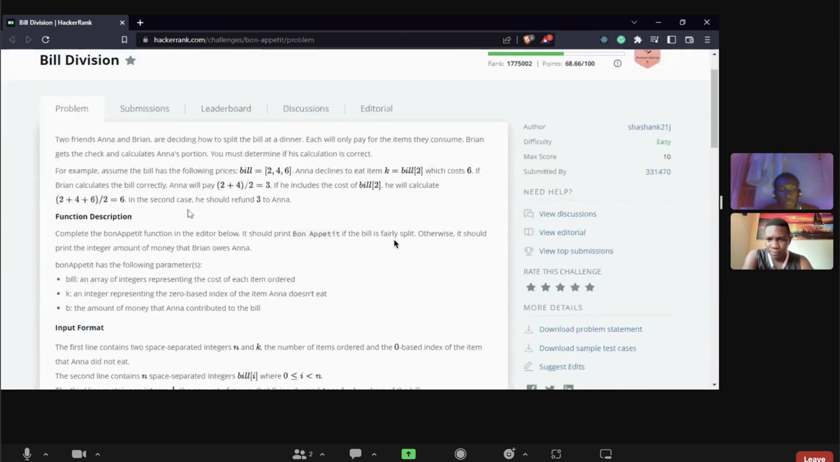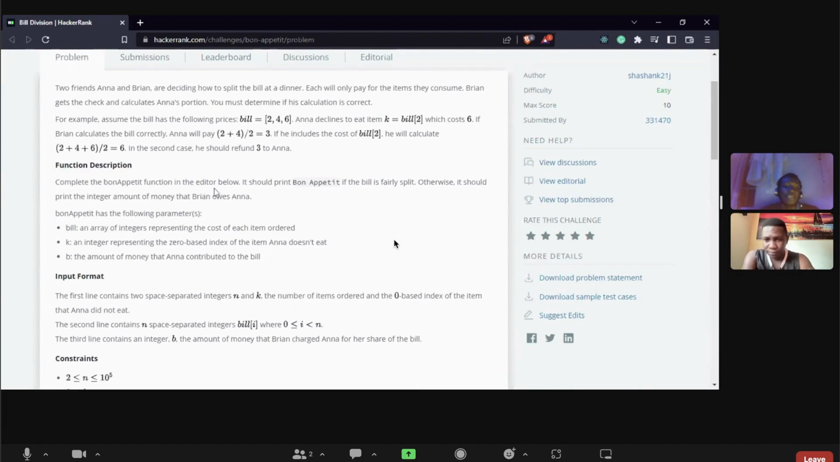So you're supposed to output. So the functional description is complete. The Bon Appetit function in the data below should print Bon Appetit if the bill is fairly split. Otherwise, it should print the integer amount of money that Brian owes Anna. So Bon Appetit has the following parameters: bill, an array of integers representing the cost of each item ordered; k, an integer representing the zero-based index of the item Anna doesn't eat; and b, the amount of money that Anna contributed to the bill. Okay.